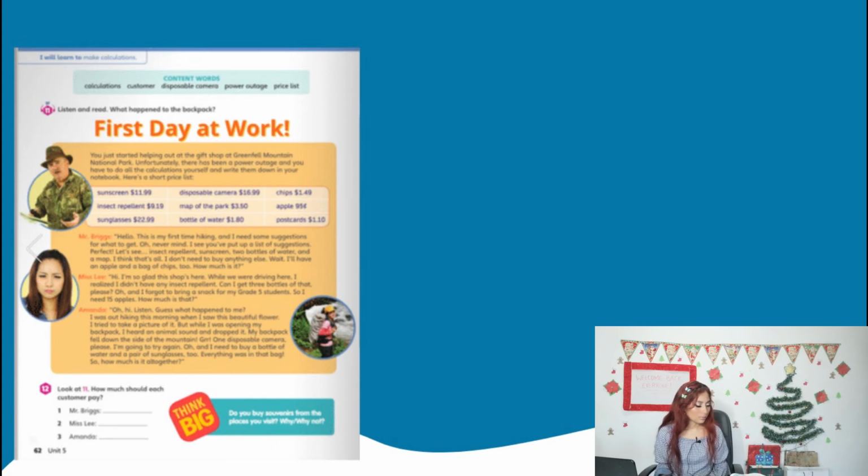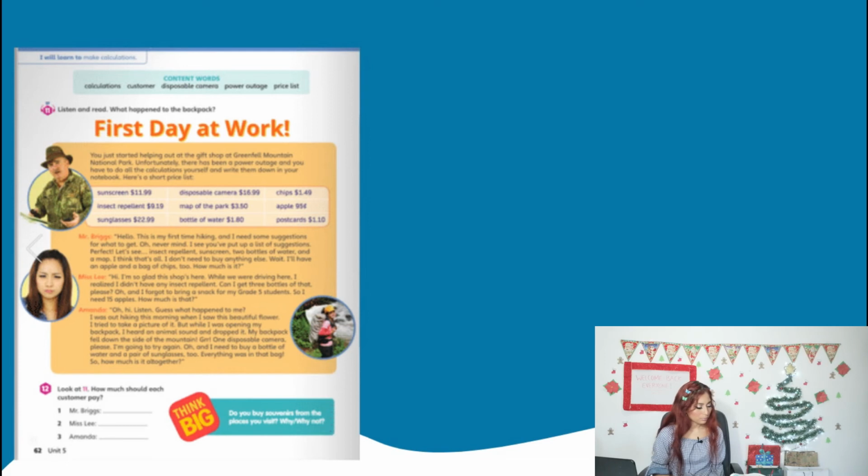Hi, I'm so glad this shop's here. While we were driving here, I realized I didn't have any insect repellent. Can I get 3 bottles of that, please? Oh, and I forgot to bring a snack for my grade 5 students, so I need 15 apples. How much is that?